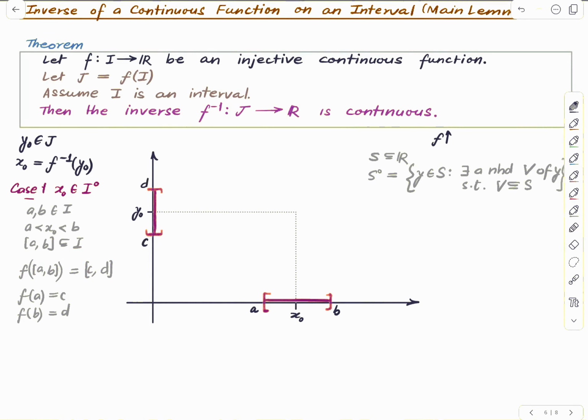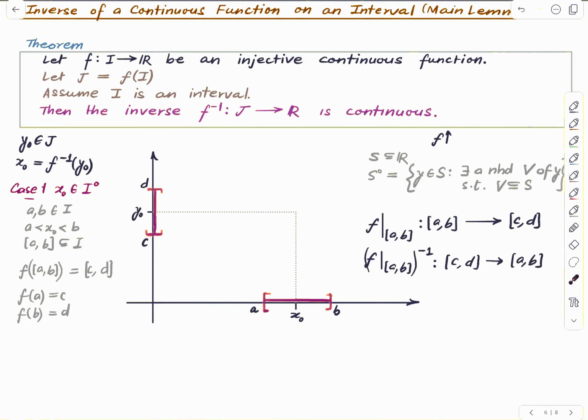So what we have is this restriction is a map from a comma b to c comma d. And this is a bijective continuous map on a closed interval. So its inverse is continuous. And its inverse is just, well, the notation for it is this. This is a map from c comma d to a comma b.